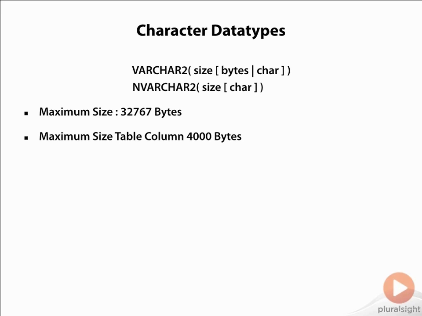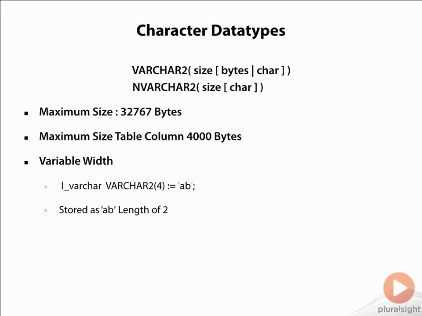It is different from char in that it has a variable width and it does not blank pad the data to match the length defined for the variable. So AB will be stored as AB with a length of 2. Thus it is more efficient in terms of storage.